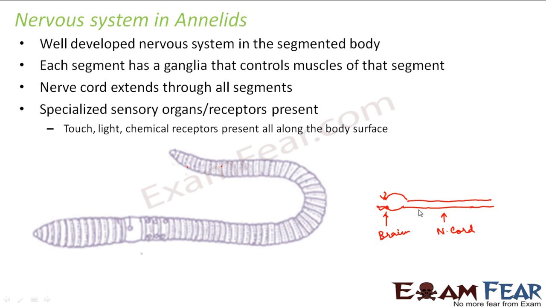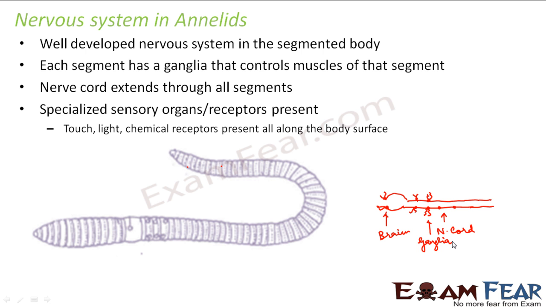And now at every point, at each segment, we have a ganglia, right? So these will be the segmental ganglia, which will control that particular segment. So these would be the ganglia for that segment. So this is how the basic structure is.